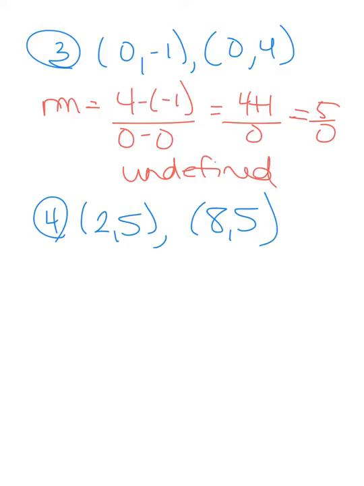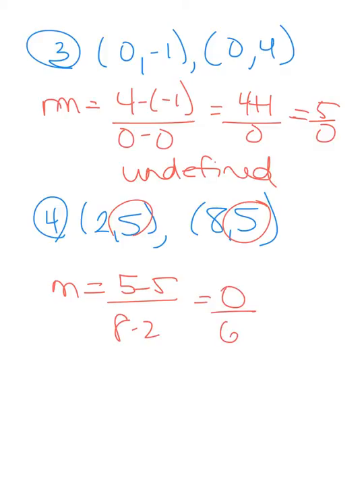And number 4, let's do the same setup. m is equal to, and then I have 5 minus 5. That's my y values, and then I have 8 minus 2. So that gives me 0 over 6. Now in this fraction, I have 0 on the top, which I am allowed to have, which gives me a slope equal to 0, and that's a horizontal line with a slope of 0.